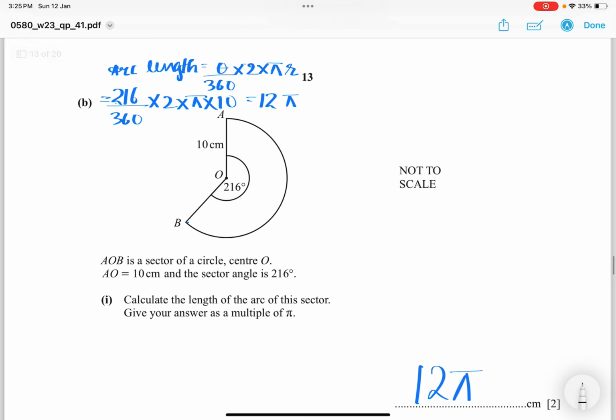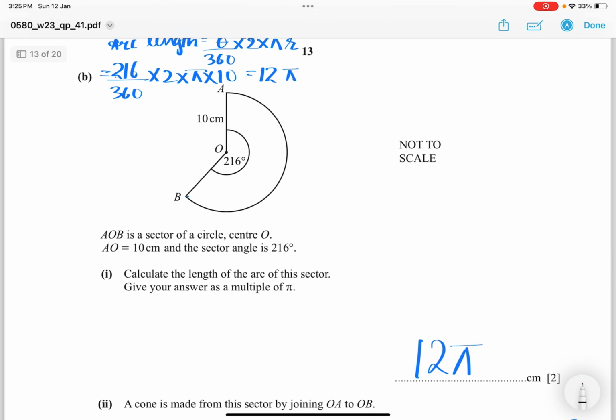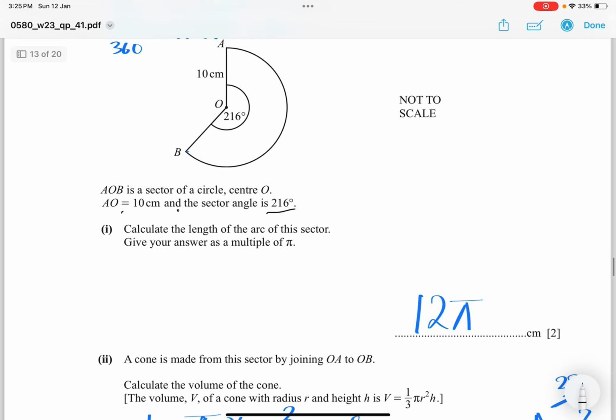Let's move on to the B part. AOB is a sector of the circle, center O, AO is this, sector angle is this. Calculate the length of the arc of this sector. How can we do that? That is theta upon 360 times 2 pi r. You have to only calculate the length of the arc, not the perimeter, alright?